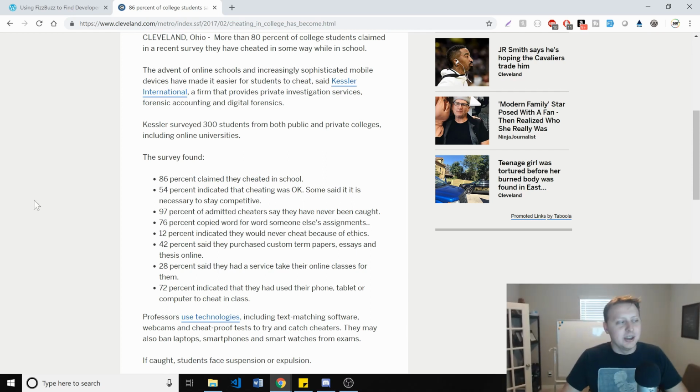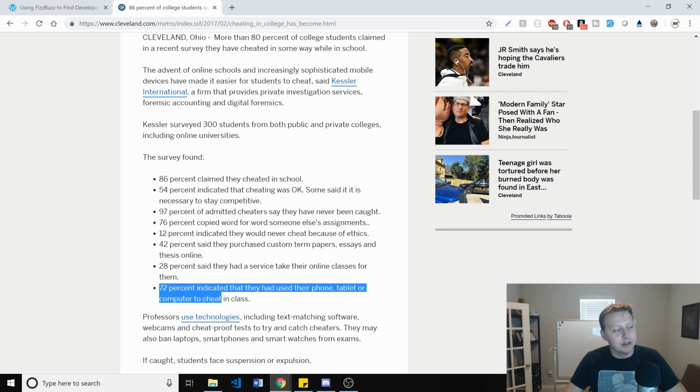So 86% say they've cheated, 97% of those who cheated haven't been caught. 3 out of 4 students have said they've copied word for word. 28% said that they've hired a service to do their online classes for them completely. And 3 out of 4 students that have cheated, of the 86%, have used a phone or a tablet or a computer to cheat in class. You guys are very ballsy.